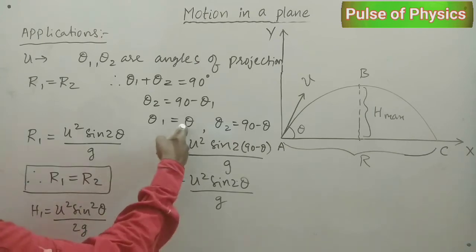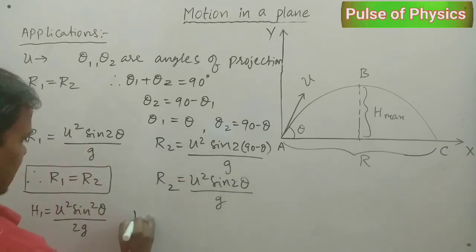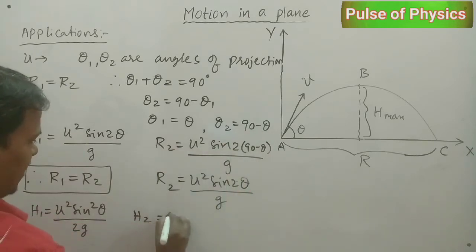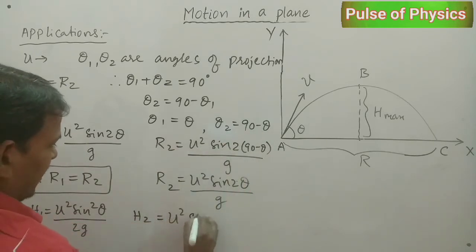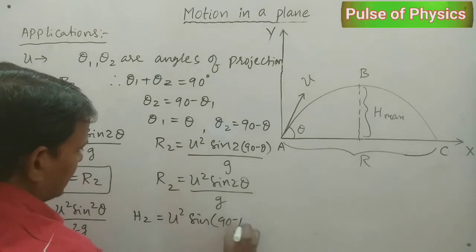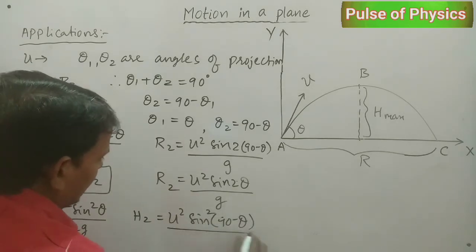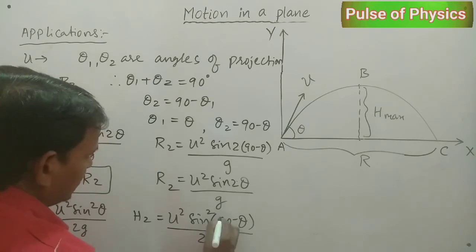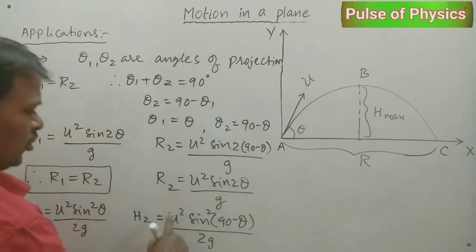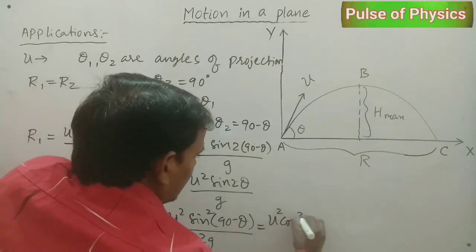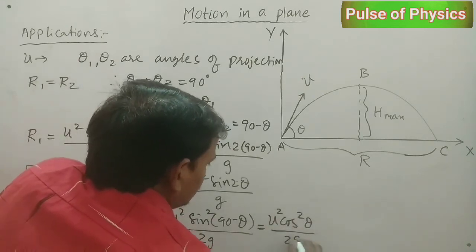First, angle of projection theta. Second, angle of projection 90 minus theta. We will get u square sine square 90 minus theta by 2g. Now we will get u square cos square theta by 2g.